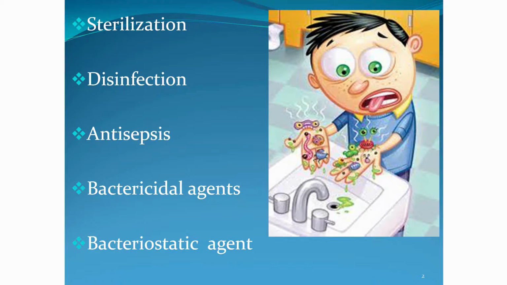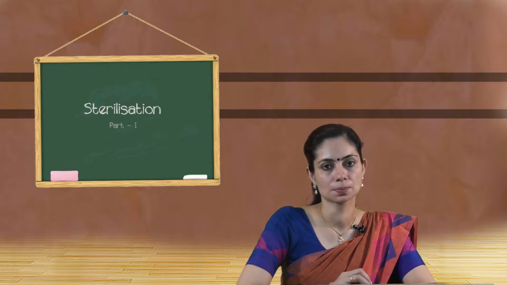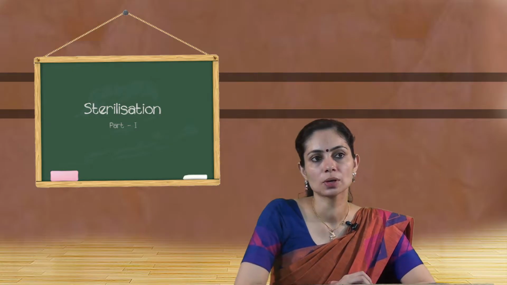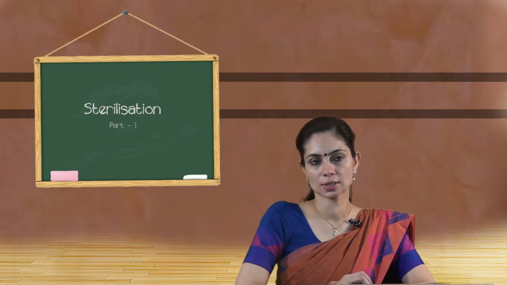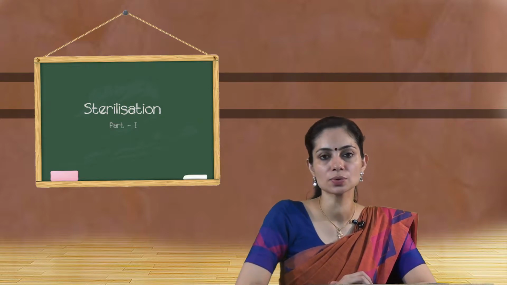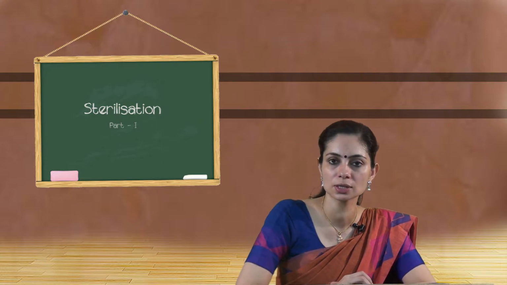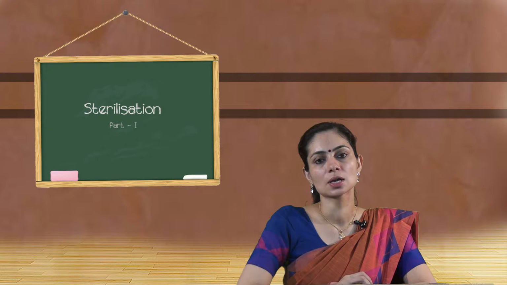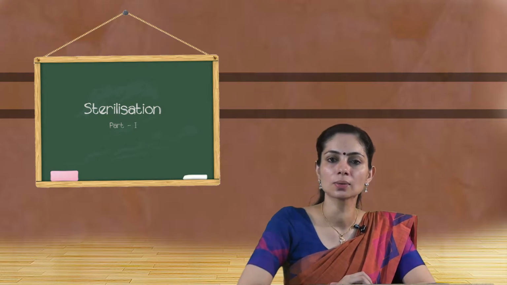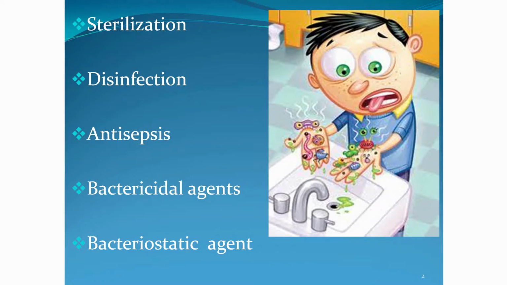Now we have disinfection. Disinfection is the destruction of microorganisms which can cause infection, that is, pathogens. So the difference between sterilization and disinfection is that sterilization removes all the microorganisms, including the vegetative and the spore forms, whereas disinfection destroys only the organisms which can lead to infection.